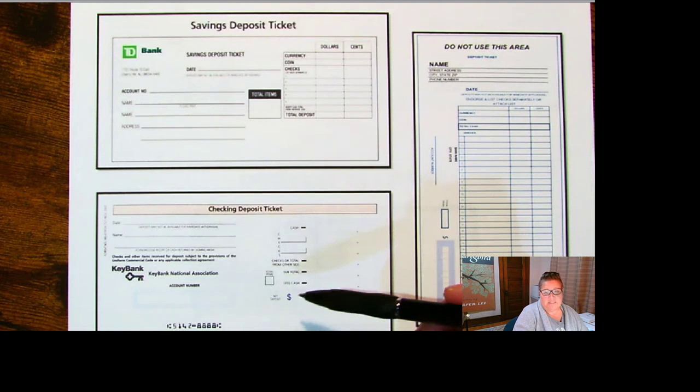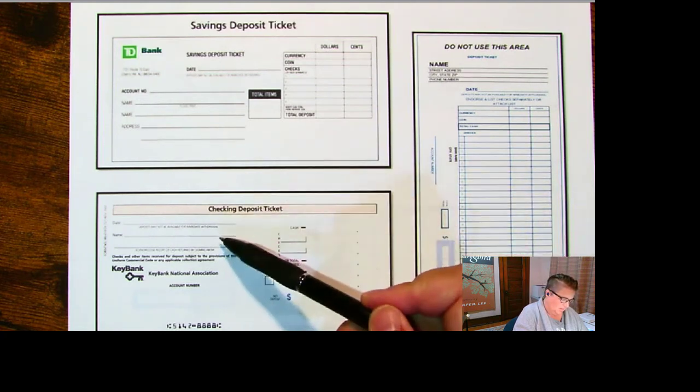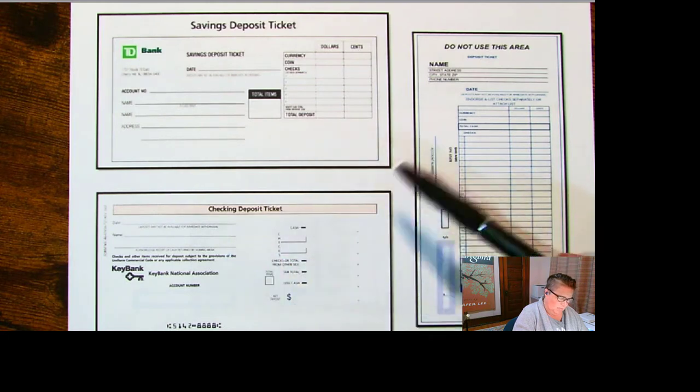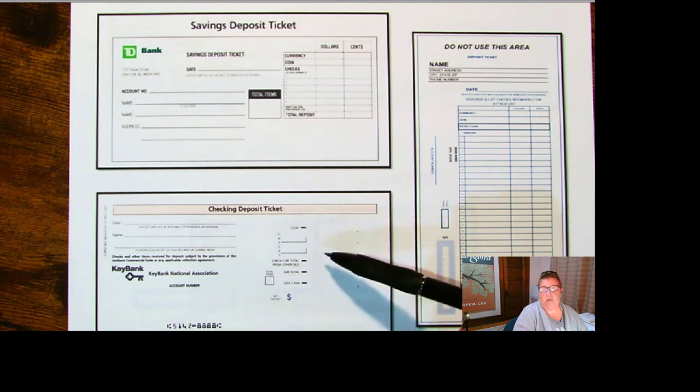The checking deposit ticket asks for all of the same information, the name, the date, and the account number. It only asks for cash though. It doesn't specifically differentiate between currency and coin.